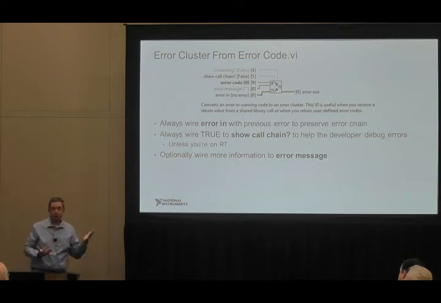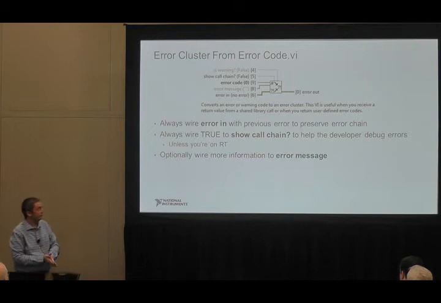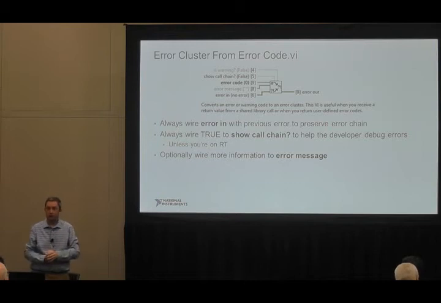I tell people to always wire true to the call chain. It's very useful when debugging something to be able to know at what point within the call chain of all the VIs the error occurred. Steven suggested that I point out that if you're on RT, adding the call chain can introduce jitter, so that's one reason you may want to turn that off. But most of the time, adding the call chain makes sense.